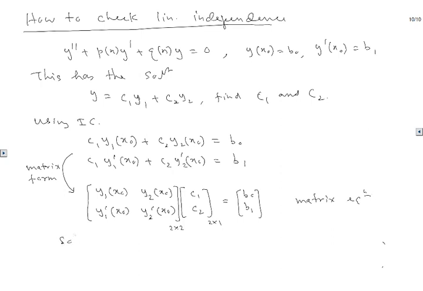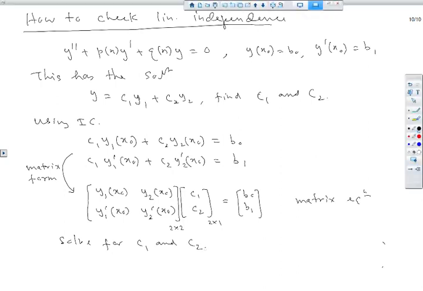Now the goal is to solve for c1 and c2. According to linear algebra, to solve this equation, we want to find the inverse of the matrix on the left side. To find the inverse, the determinant of that matrix should be non-zero. That determinant is what we call the Wronskian. So let's write that.